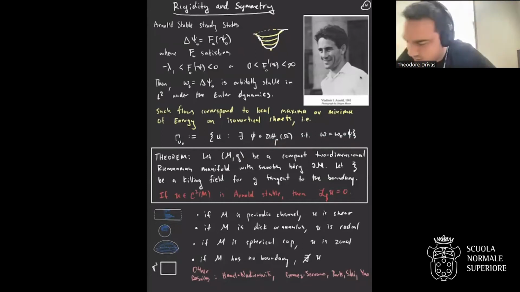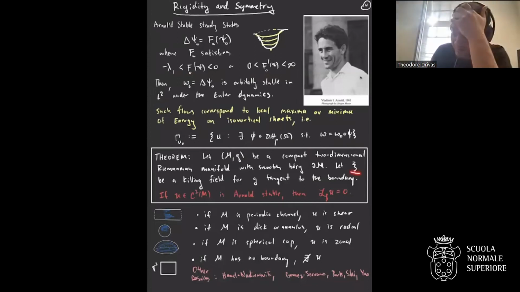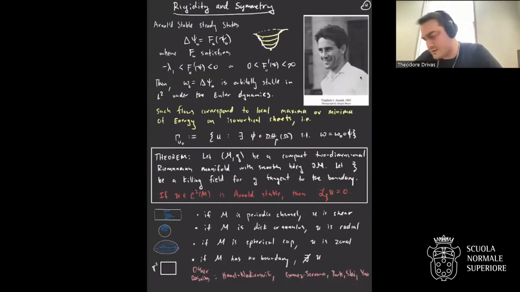Okay. So the first result about these is just very simple consequence of these facts, which is that if you're on, say, any Riemannian manifold with some metric and smooth boundary that has a killing field, the symmetry of the metric, which is tangent to the boundary. So think of the disk as one where the killing field is just rotation, where the channel is killing field's translation, or you could have a spherical cap where you have a zonal killing field. In any of these cases, then the Arnold stable solution has to adhere to that symmetry. And the proof is extremely simple.